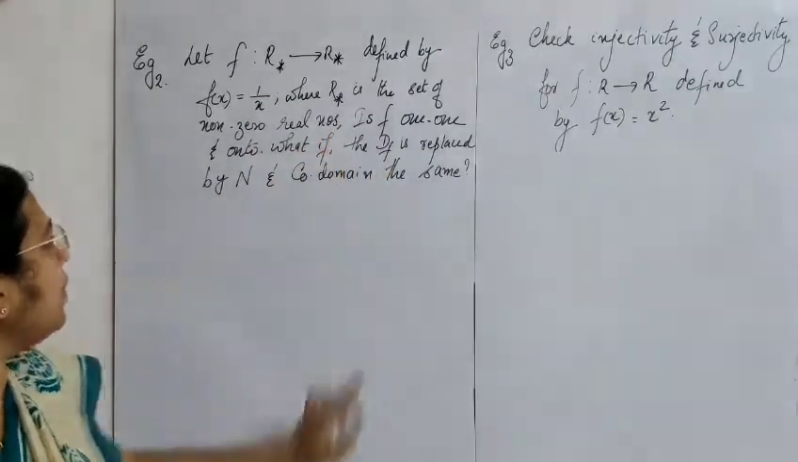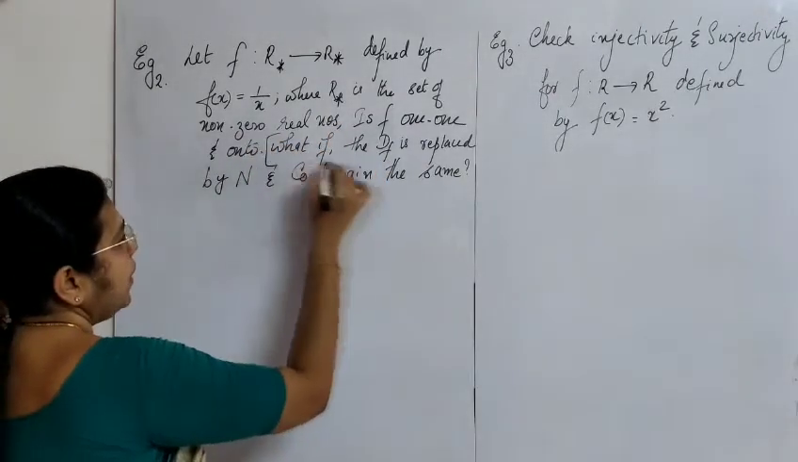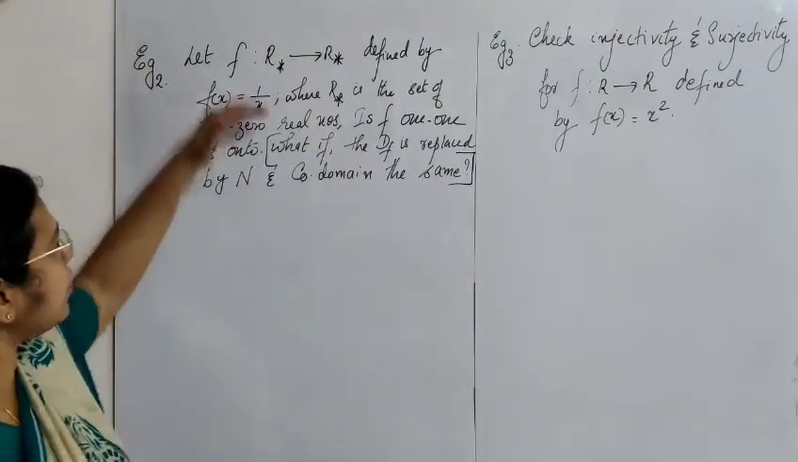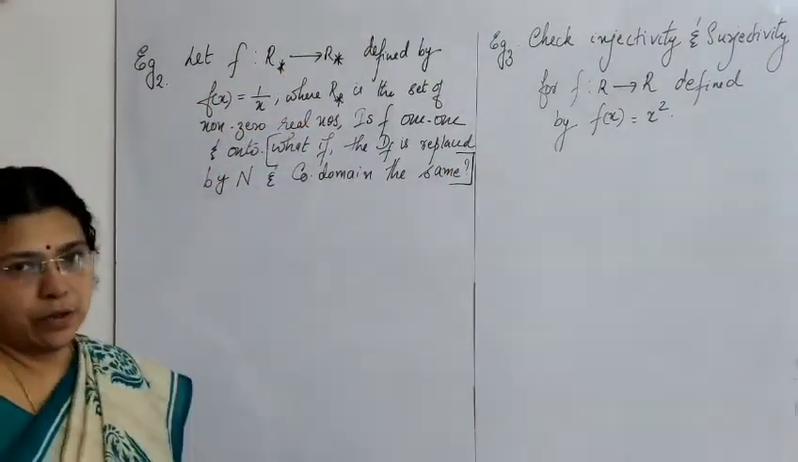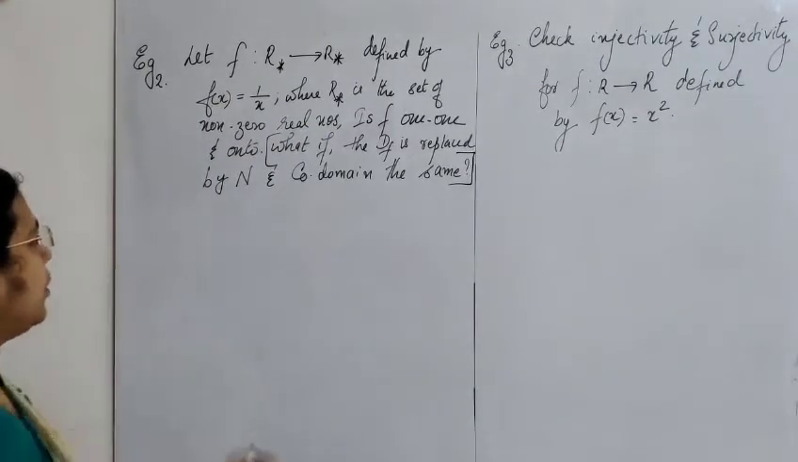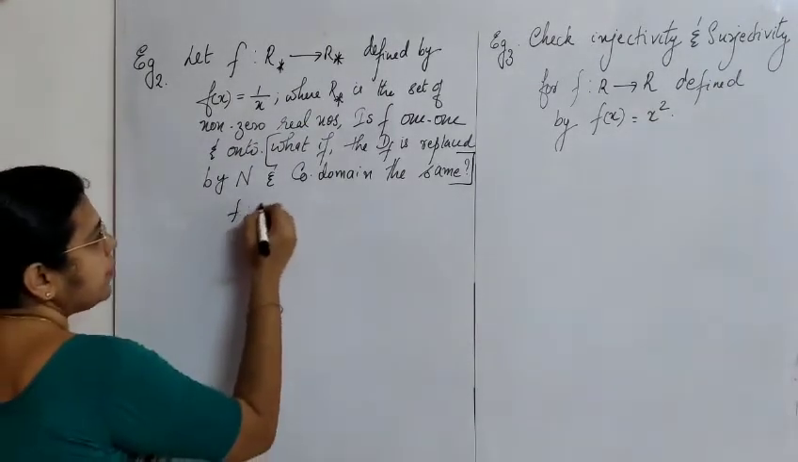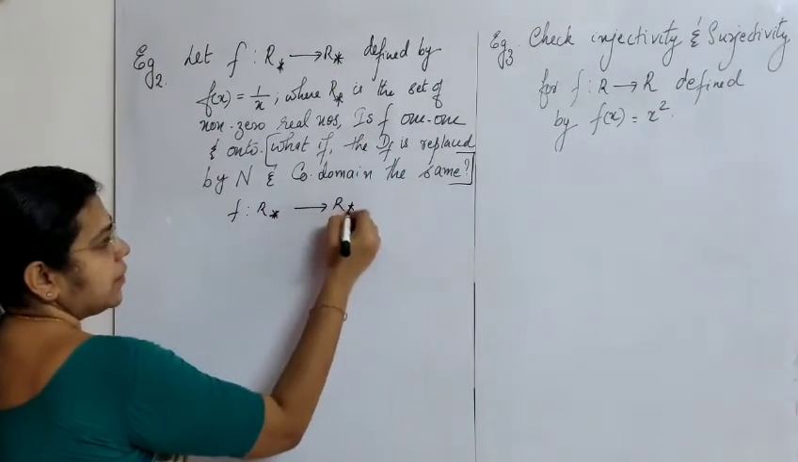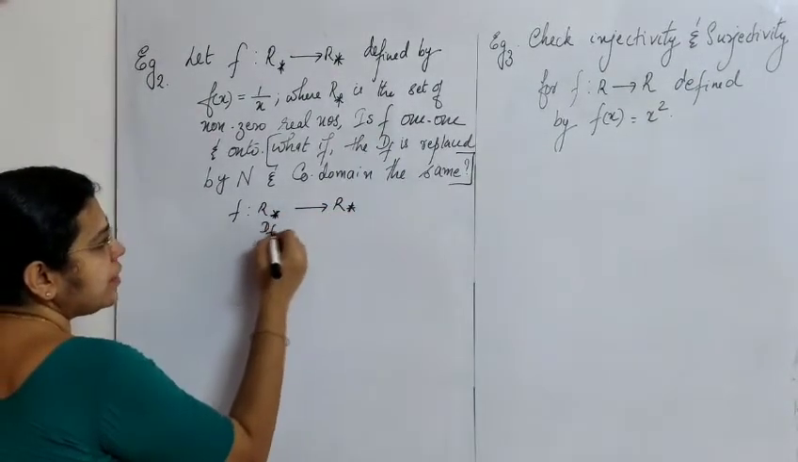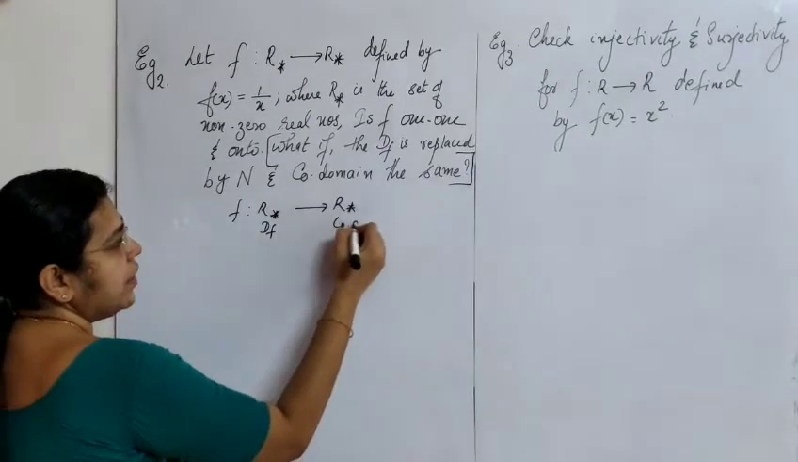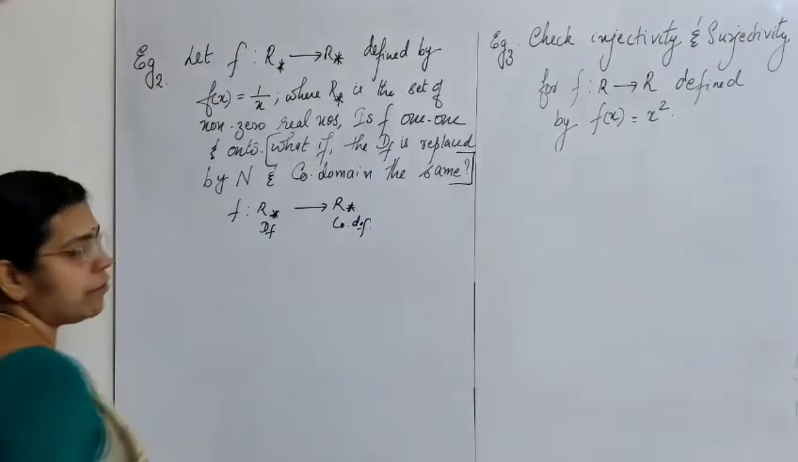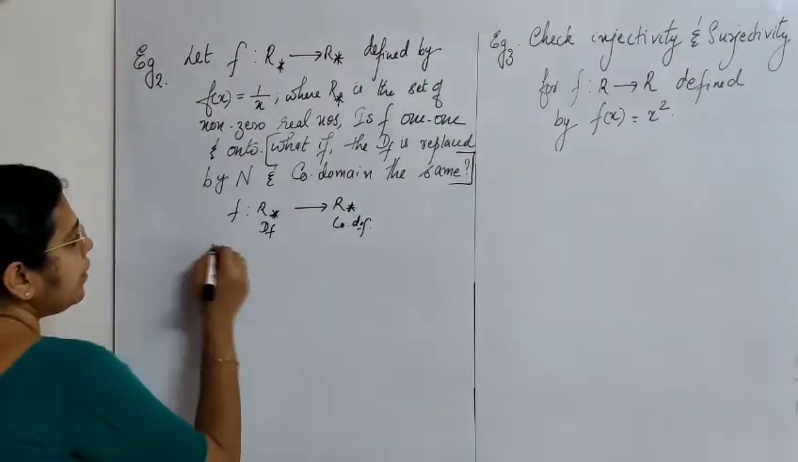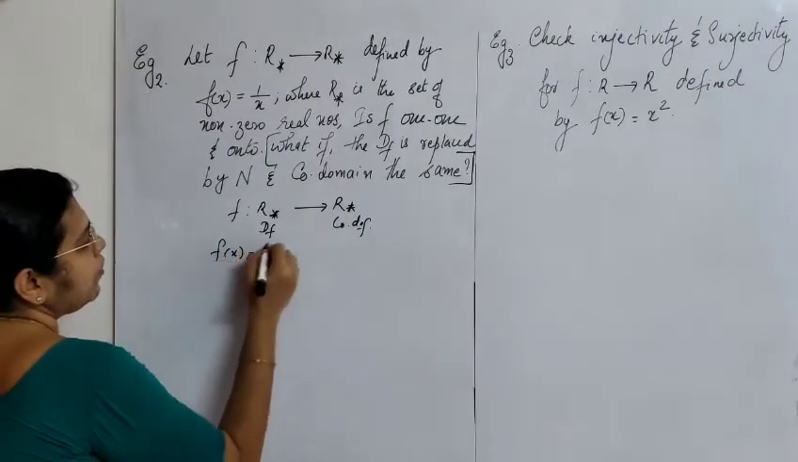Then we have a second part of the question. Let that be put on hold for the time being. So let us check whether it is one-one and onto for the given condition. Given f is a function from where to where? R star to R star. So now this R star is the domain of the function and this is the codomain of the function. Fine. Now given f of x is equal to 1 by x.